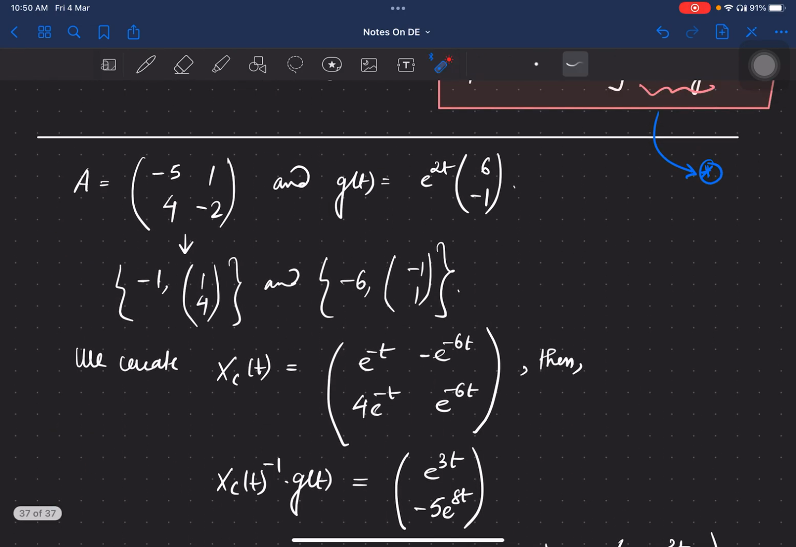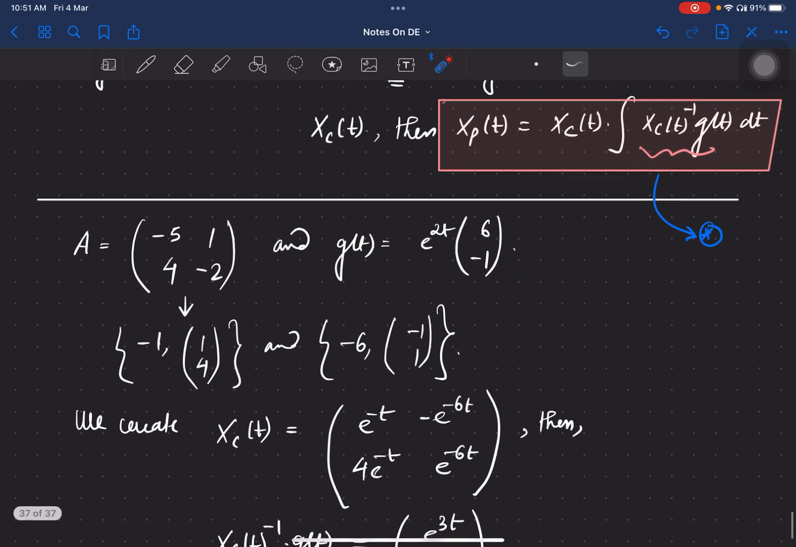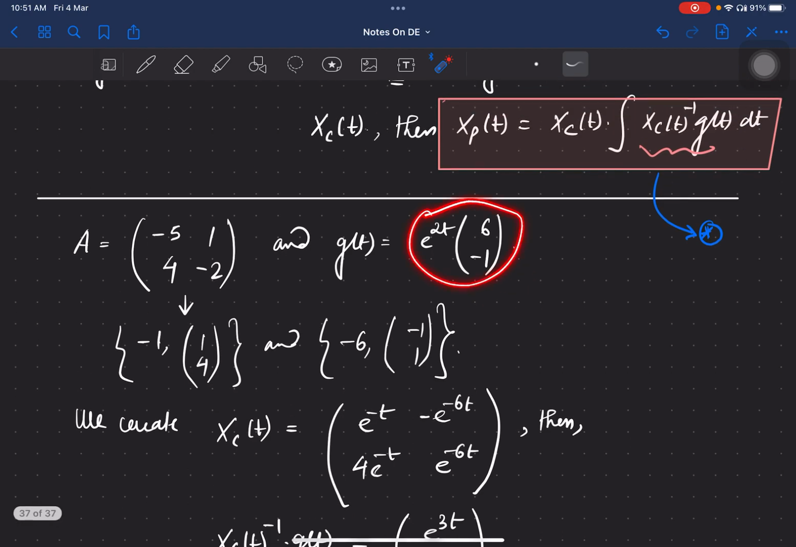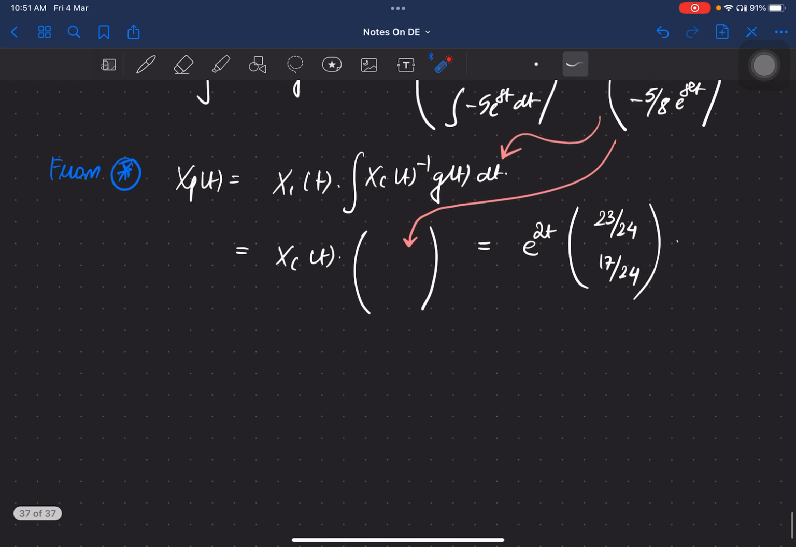Because we have only e^{-t} and e^{-6t} as the homogeneous solution, but here it is e^{2t}, so it will be something like e^{2t} times a constant. We could have also done this by undetermined coefficients, but we use this example just to learn the technique. If you have some functions here for which you can't guess a particular solution using undetermined coefficients, then you have to apply this method only, variation of parameters.